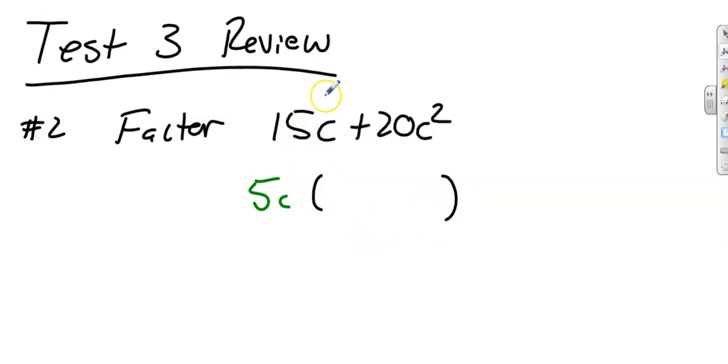Take 15 divided by 5, that's 3. Took the c out. 20 divided by 5 is 4. If you take 1 of the c's out, you're left with 1 left over. So it would be 5c times 3 plus 4c. And that would be your final answer that you're looking for there.